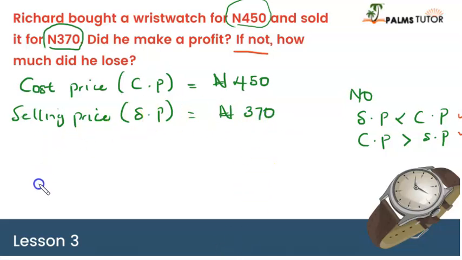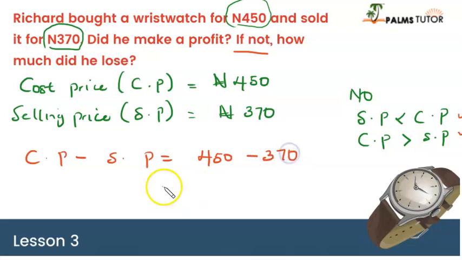Okay, his cost price minus his selling price, and that gives us 450 minus 370. What would that be? He lost 80 naira. So doing this business, Richard lost 80 naira. Too bad, isn't it? Let's see another example.